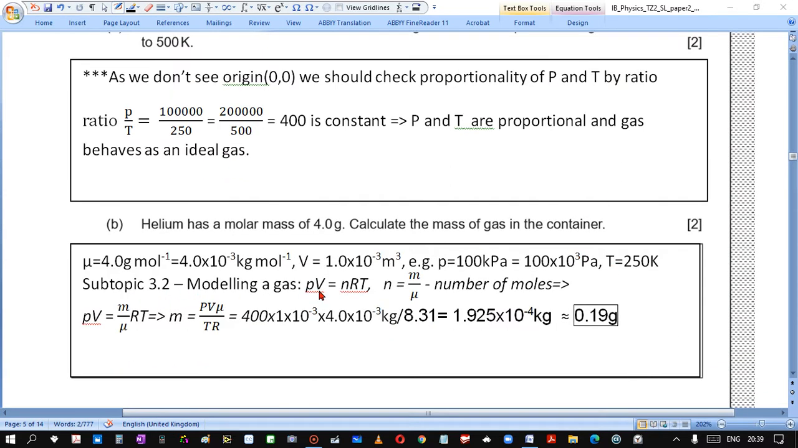Subtopic 3.2 gives us the gas equation, in which we have number of moles, pressure, volume, and absolute temperature. So we rewrite this formula. Number of moles will be mass by molar mass. We put this expression into the gas equation, rewrite the formula for mass, and we get 0.19 gram, the mass m of the gas.